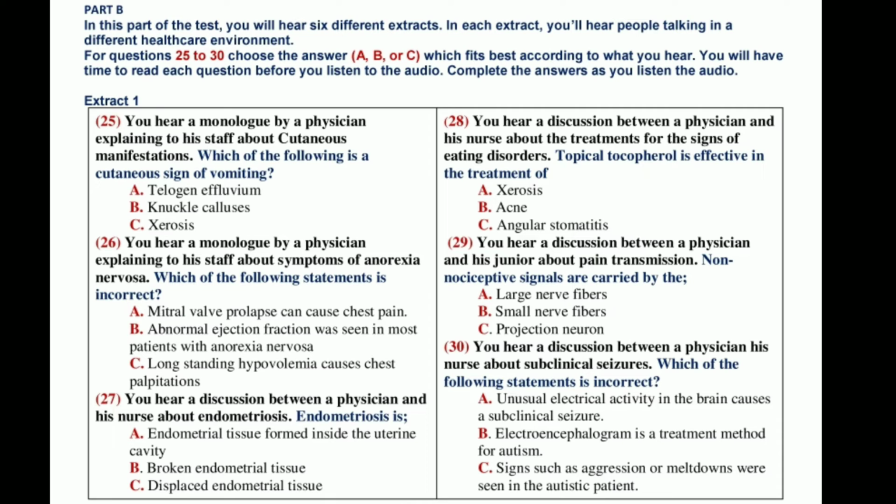You hear a monologue by a physician explaining to his staff about cutaneous manifestations. Now read the question.